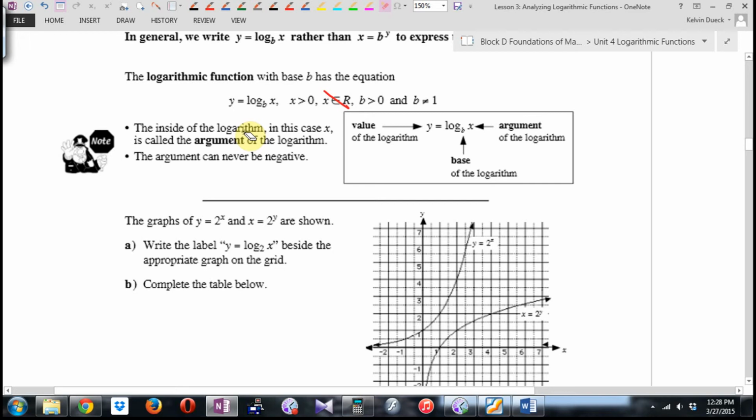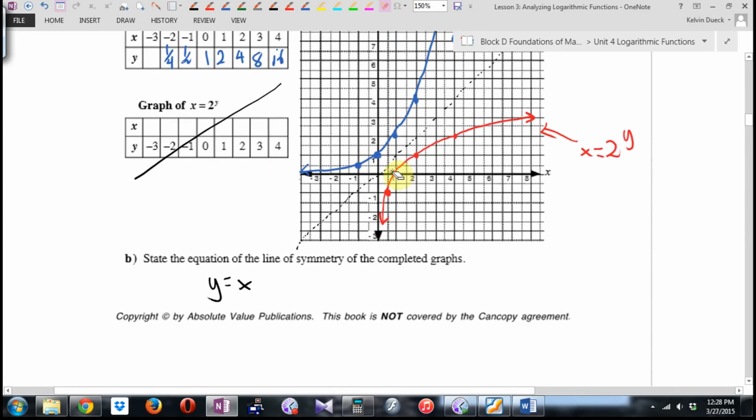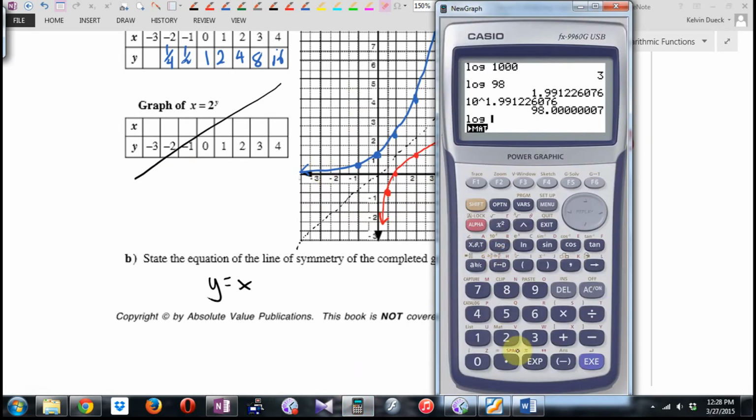The inside of the logarithm, x, is called the argument, and the argument can never be negative. Look up. X can never be negative. Look at the red graph. It's always positive. If you try the log of -3, you get an error. If you try the log of 0, you get an error.